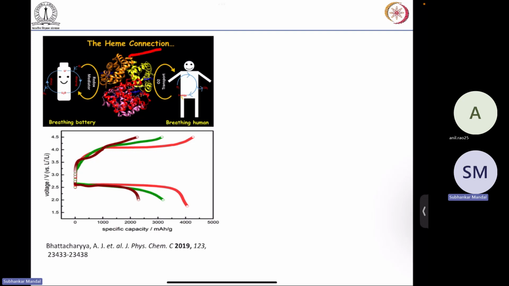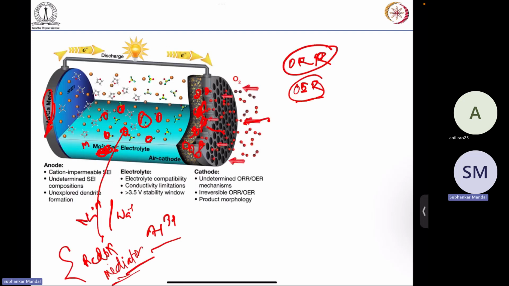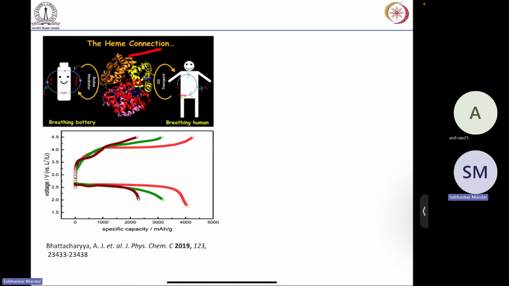So the same idea we use in batteries, the metal air battery. What is happening in a metal air battery? When discharge is happening, oxygen comes from the porous side and goes into the battery. Inside the cell, reduction is happening, and when charging is happening, oxygen comes out from the cell. So it is the same kind of behavior as what happens in our body.